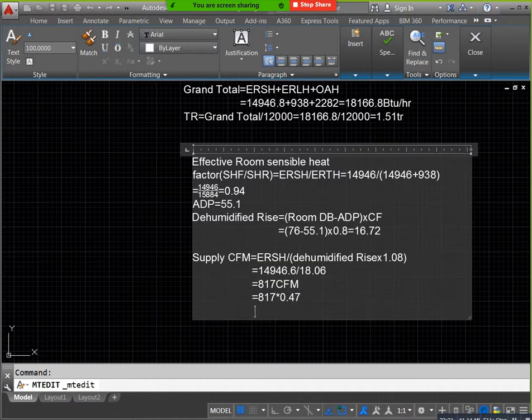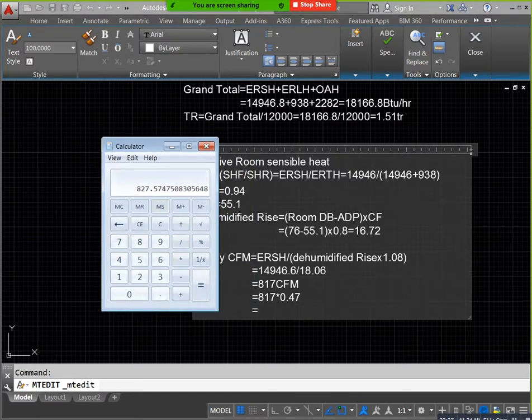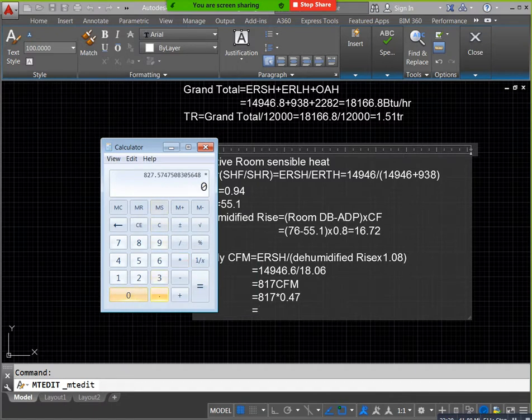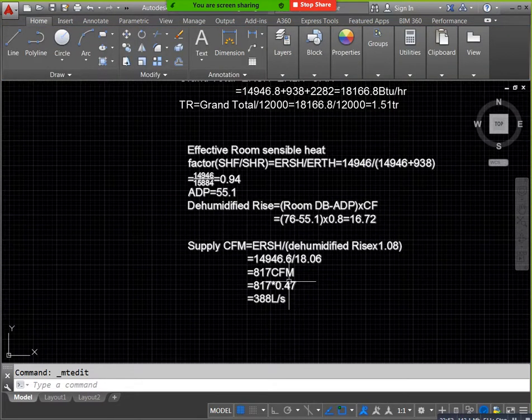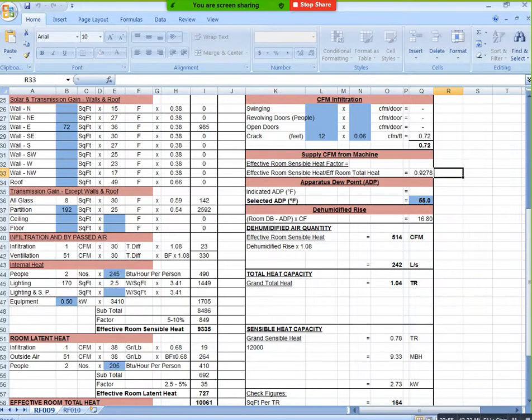We calculated the total tonnage here, we got it already. At the same time these values we completed, and this all we completed. Just we have the sensible heat capacity. Now we calculated total heat. This one is the total tonnage value. If you need sensible heat, how much do we have? 14946 divided by 12,000, you are getting the sensible tonnage value. Grand total we got 1.51. If you need sensible heat, you can go with 1.24 sensible heat tonnage value.